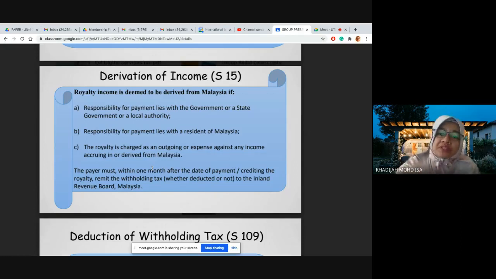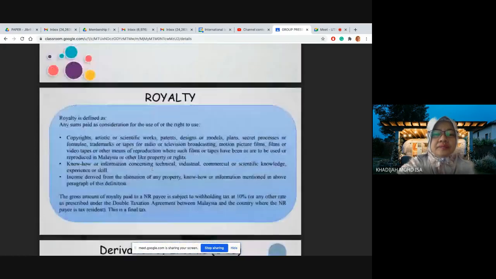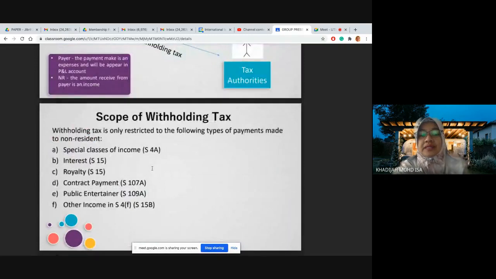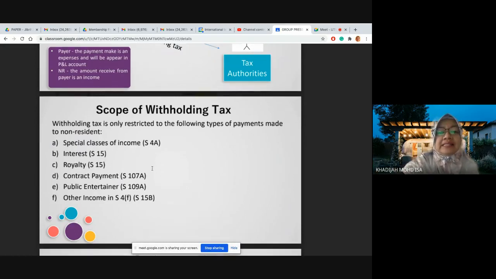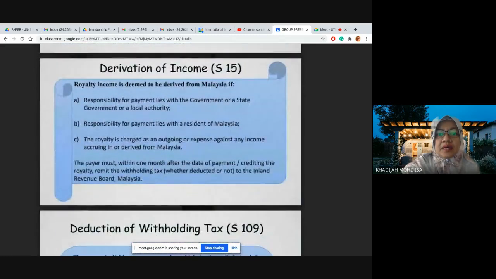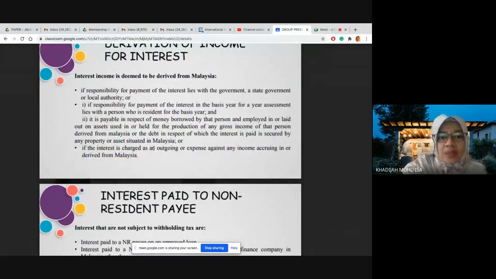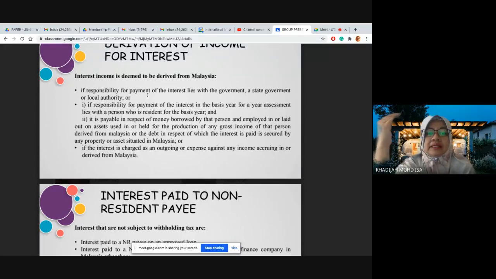So that's why. But the derivation of income ni untuk royalty, apa lagi? Royalty dia sama. Alright, special classes of income, interest, royalty, contract payment, public entity sama. Yang tak samanya is, interest dia lain sikit. Ya, the derivation of income for interest. Sebab interest dia lain sikit. Why? Because number one, dia sama. Alright, the payer is either government, state or local authority, or, okay, yang kedua ni dia kata payment is made by a resident person and so dia ada another qualifier.